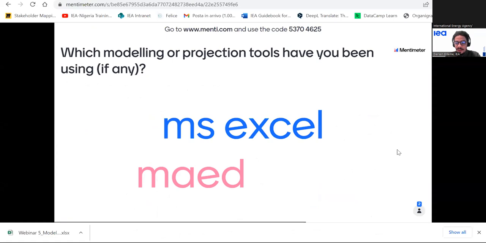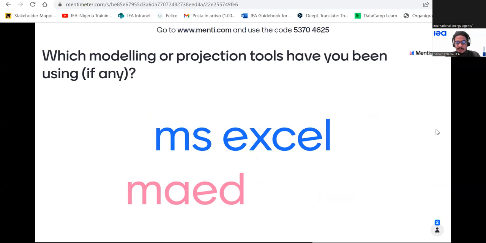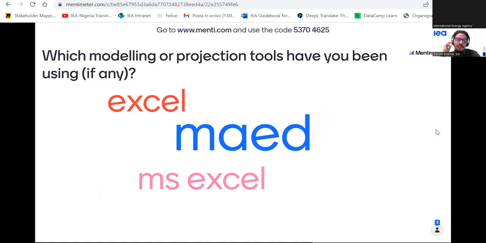The question I'm asking you right now is, which modeling or projection tools have you been using, if any? Some of you already answered. We have two people who answered Excel, and one who answered MAED.